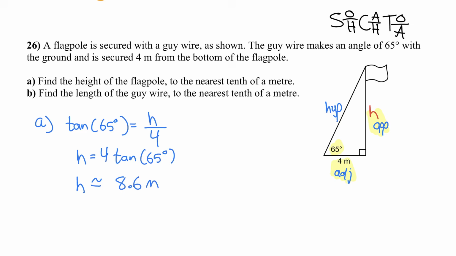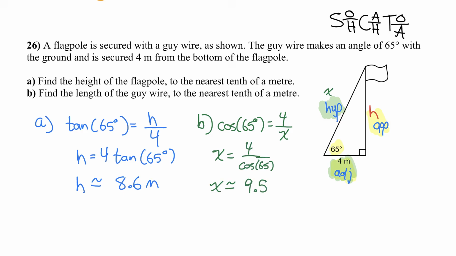For part B, it asks me to find the length of the guy wire. So that is this side length here. If I am looking for the hypotenuse, and the question gives me the adjacent, the ratio that involves adjacent and hypotenuse is cosine. So I could say that cosine of 65 is equal to 4 over the hypotenuse. I haven't given that a variable yet. Let me just call that x. So 4 over x. When my unknown is in the denominator, it actually just switches spots with the cos 65. So I have x equals 4 divided by cos 65, and that's about 9.5 meters.